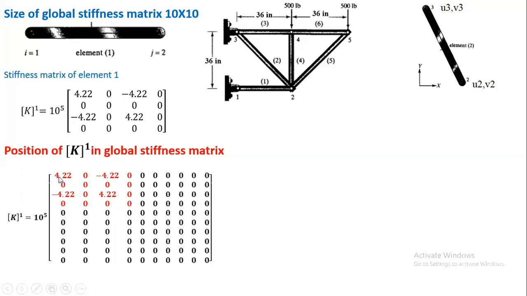So on the 1st to 4th column and on the 1st to 4th row, you have to add the stiffness matrix of the element number 1. Okay, so these red terms are the stiffness matrix of the element number 1.